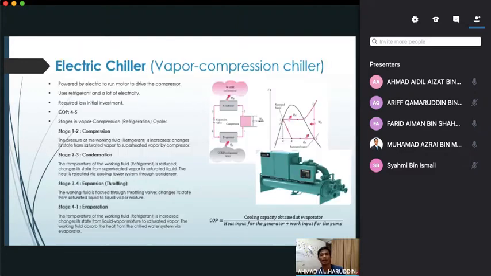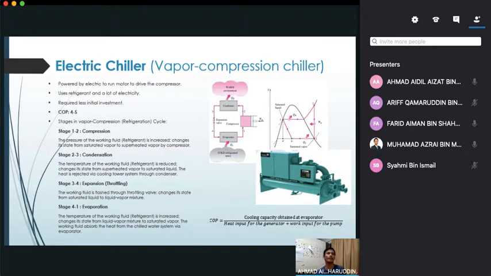The means to transfer the chilling or heating effect to the building is by having a coil or heat exchanger. Next, I will explain about the electric chiller, also known as a vapor compression chiller. Basically, the electric chiller is powered by electricity to run the compressor. This type of chiller uses refrigerant. It normally requires less initial investment, but the requirement for the chiller is to have a high COP, which is around 4 to 5. This type of chiller normally has 4 stages. The first is compression, second condensation, third expansion, and fourth evaporation.